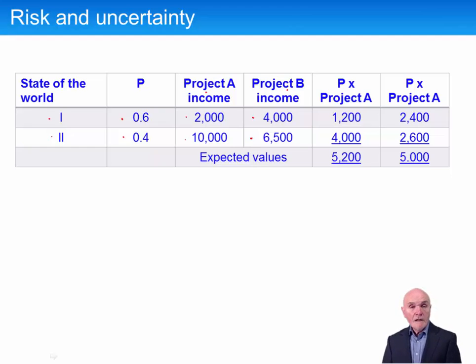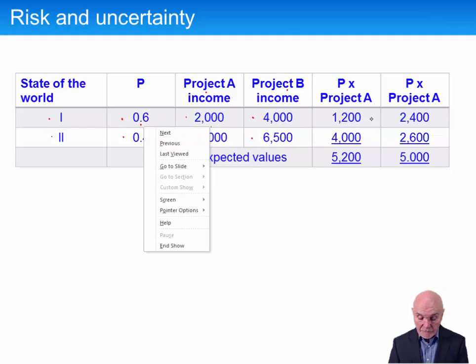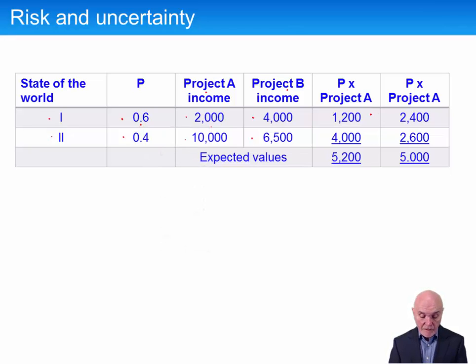And the expected values calculations would say for Project A, there's a 0.6 chance of making 2,000, that will be 1,200. Or there's a 0.4 chance of making 10,000, that's going to be 4,000. So the expected value of Project A is 5,200. Similarly, in Project B, there's a 0.6 chance of making 4,000, so 0.6 times 4, 2,400. And a 0.4 chance of making 6,500, 2,600.